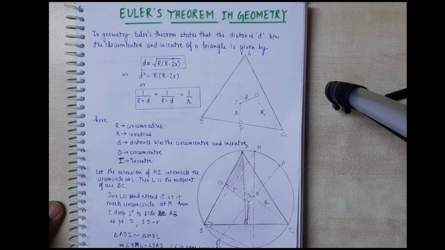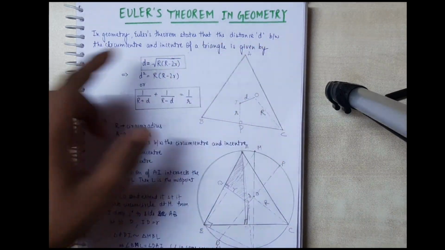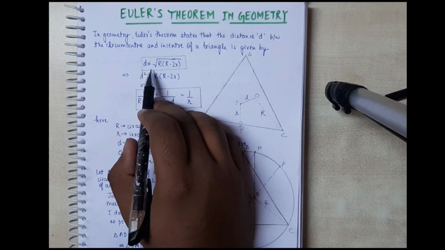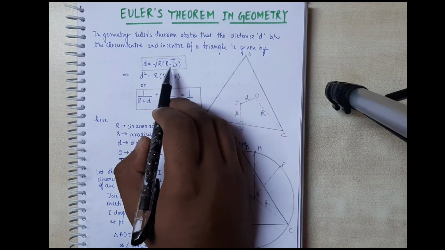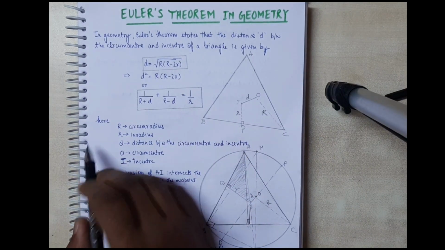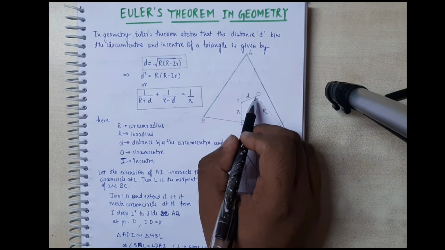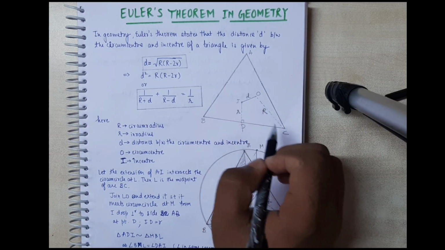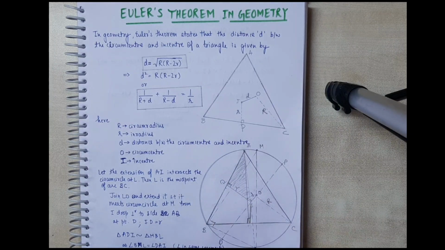So we are going to relate the distance between the two with the circumradius and the inradius. In geometry, Euler's theorem states that the distance d between the circumcenter and the incenter of a triangle is given by d equals root of R into R minus 2r. Capital R denotes circumradius, which is this distance. The distance from the circumcenter to any vertex of the triangle is called the circumradius. And small r denotes inradius.